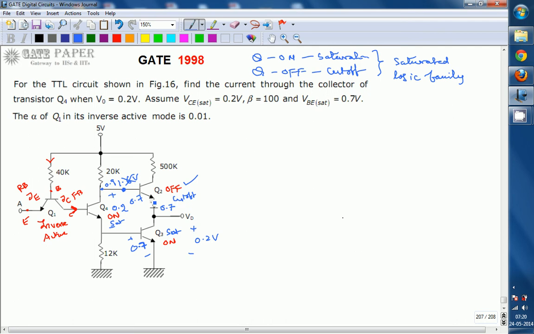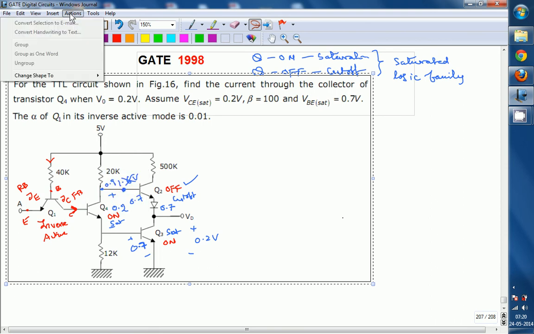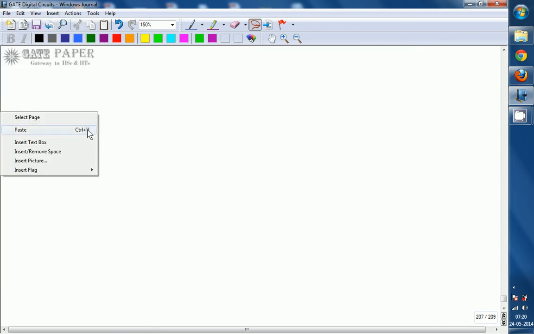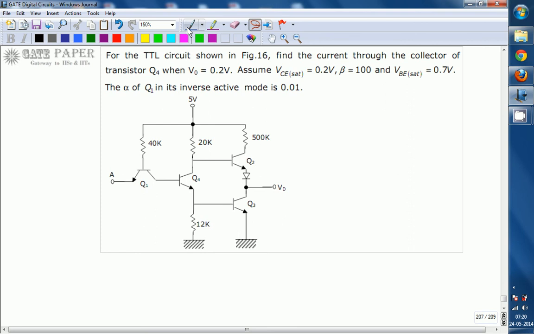Now what we are interested in is the calculation of the collector current flowing through the transistor Q4. The collector current flowing through the transistor is this one. So we are interested in IC4, for example.